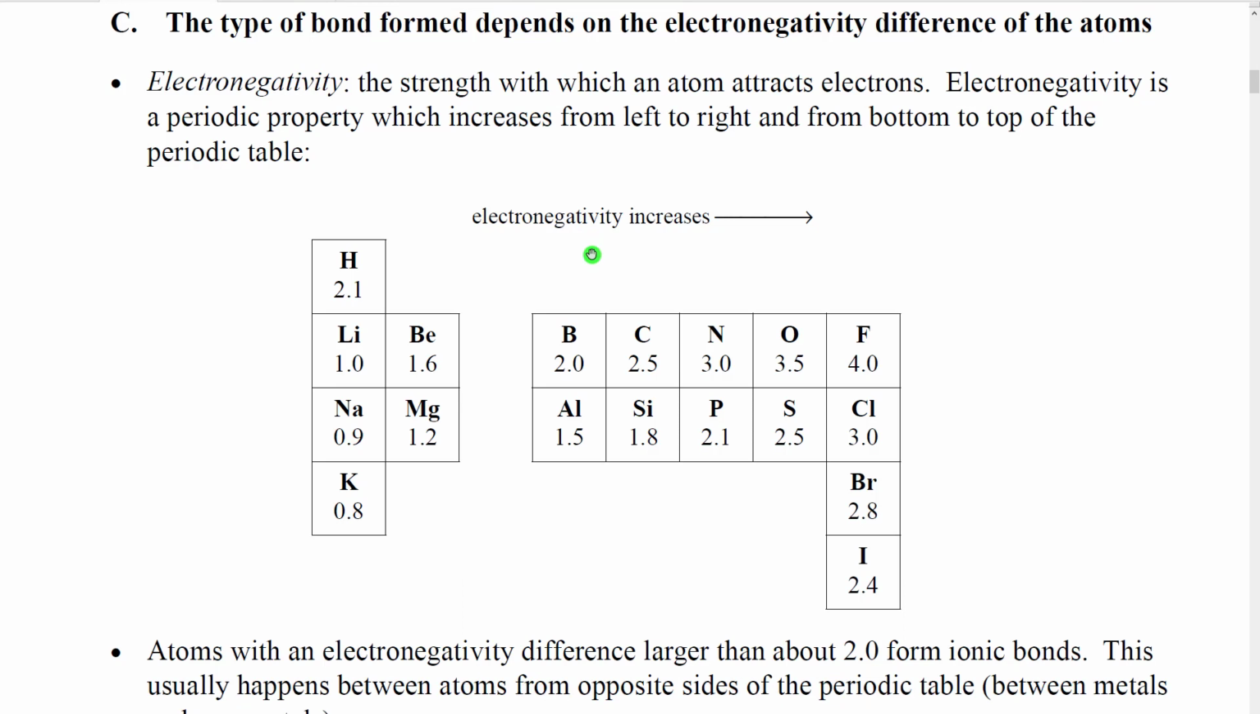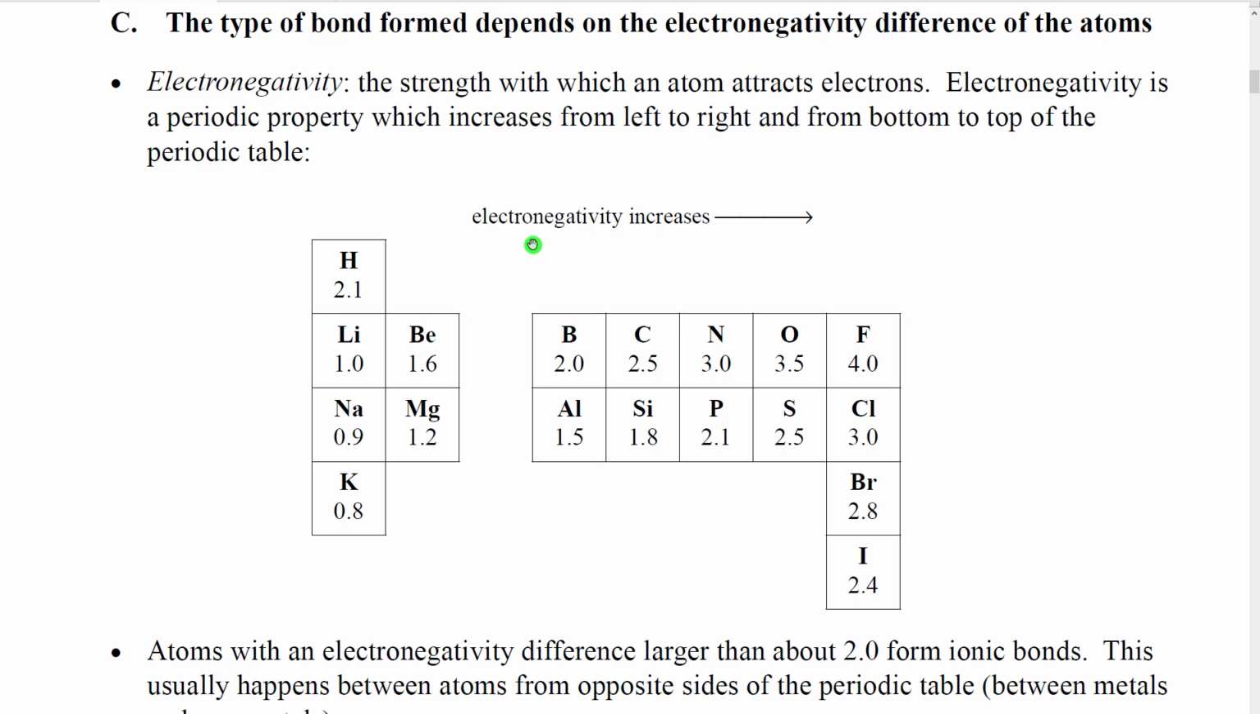Now, one of the questions then becomes, for a given pair of atoms, what type of bond are we going to have? The type of bond formed depends on the electronegativity difference between the atoms. So, just to review, electronegativity is the strength with which an atom attracts electrons. It's a periodic property. So, it's a property that depends on the location of the atom on the periodic table. And what we saw was that electronegativity increases as we move from left to right across the periodic table, which kind of makes sense if you think about that.